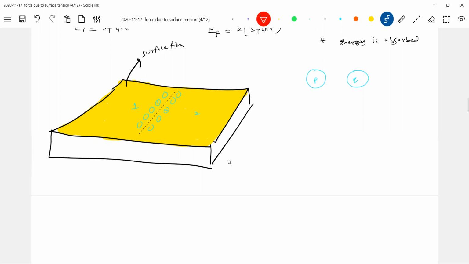So tell me, how is the force of interaction between them? They'll exert a force, attractive or repulsive? Attractive, no? So it will be like this. This is FQP and this will be FPQ. What do you mean by that? Force acting on P due to Q, it's attractive. And similarly, force acting on Q due to P, attractive. So these molecules are trying to pull each other.